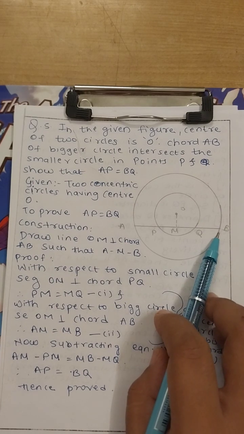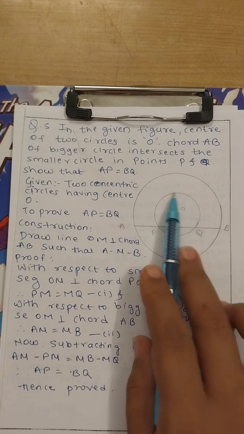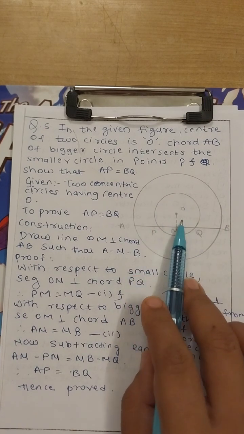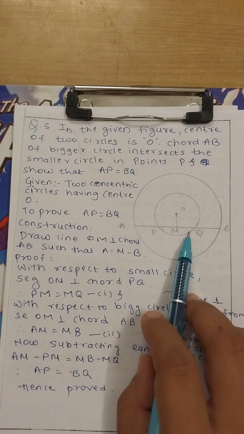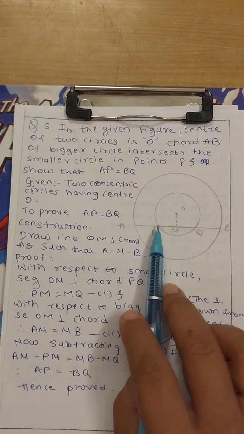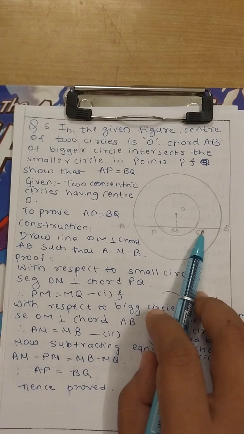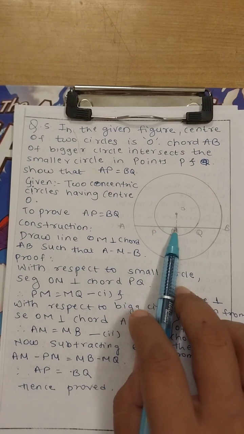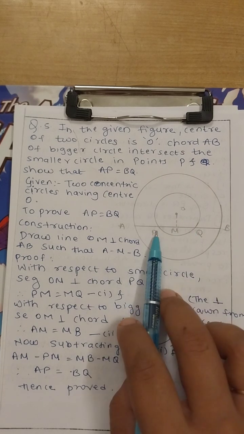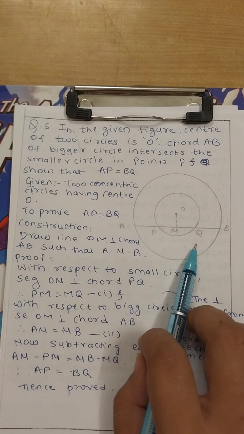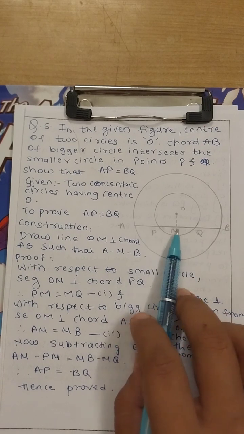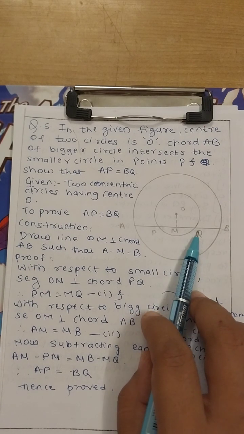Now let's write the proof. Listen to me very carefully, okay? With respect to the small circle, segment OM is perpendicular to PQ, such that P-M-Q, and PM is equal to MQ. This is equation number 1. Now why did this happen? Why is PM equal to MQ? Because a perpendicular drawn from the center of a circle bisects the chord.